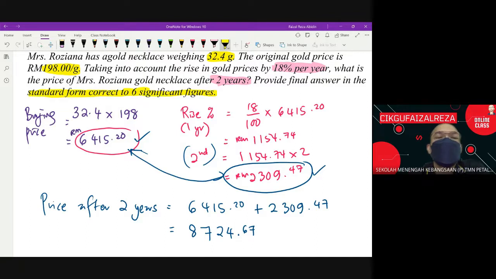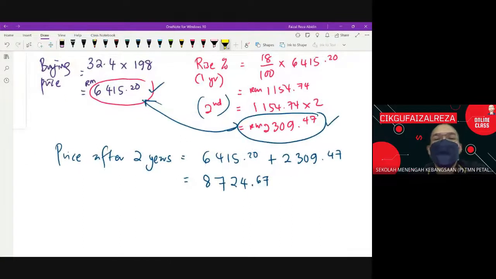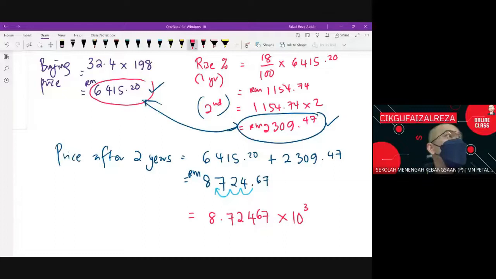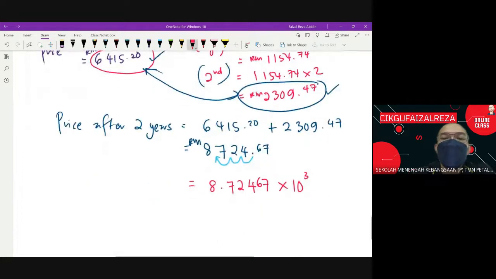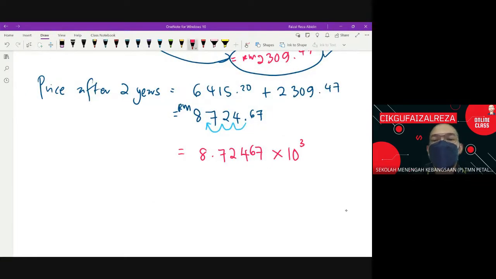Okay. The question, if you look over here, is asking us to put it in standard form, correct to 6 significant figures. What does it mean by standard form over here? After we have the price there, we have it in ringgit, of course. So the question wants us to convert into standard form. So it's going to be moved 1, 2, 3, isn't it? So the answer here is 8.72467 times 10 to the power of 3. First I change into standard form, and then it's asking for 6 significant figures, isn't it? So if 6 significant figures, how many do we have over here? 1, 2, 3, 4, 5, 6. Right, already.